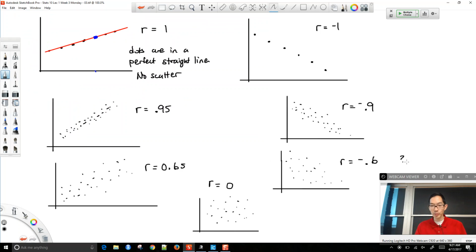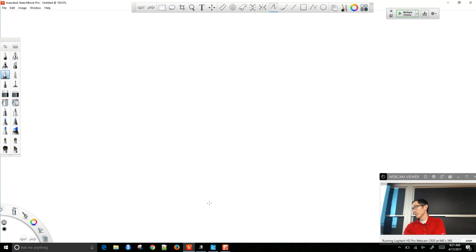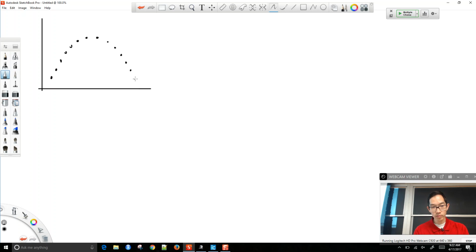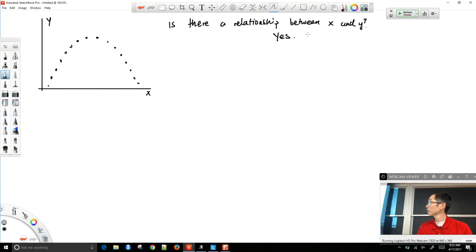These interpretations of R make sense because in all of these the relationship looks kind of linear, with the exception of R equals 0 here. However, if we had a nonlinear relationship, you can still calculate R, but it doesn't tell us much. If I have this, is there a relationship between X and Y? Your answer is yes, there's a relationship. However, that relationship is not linear.